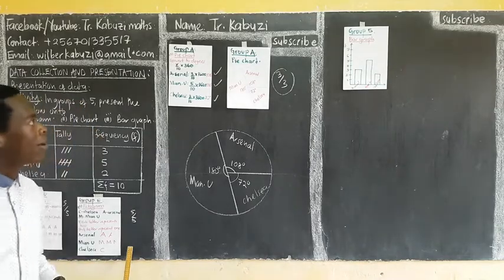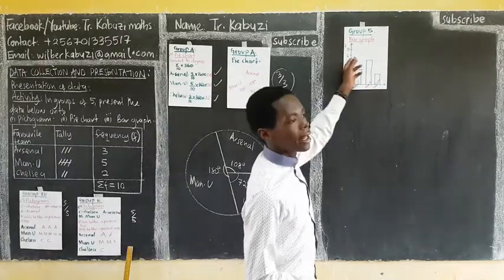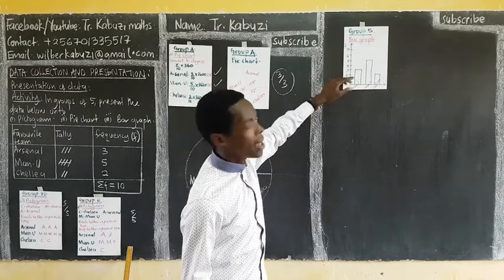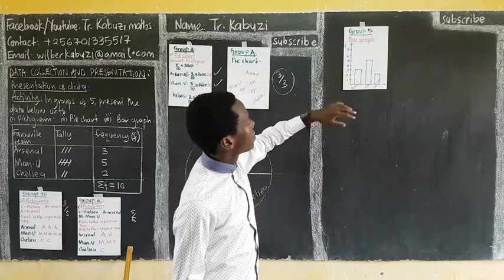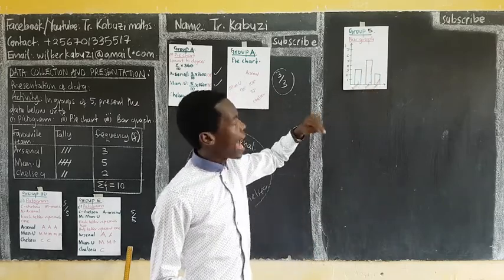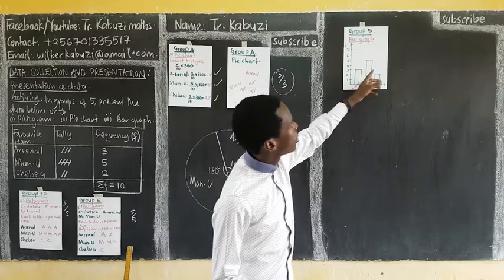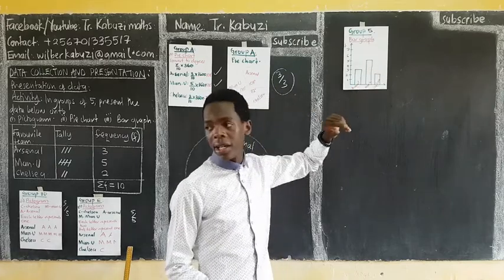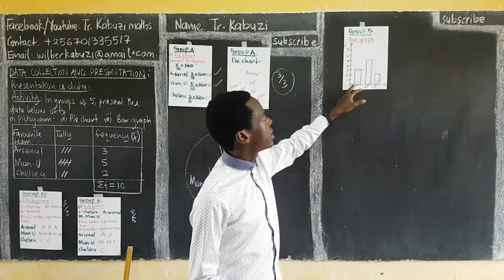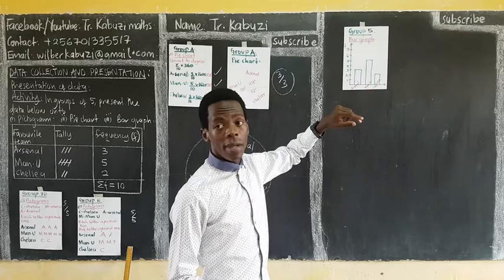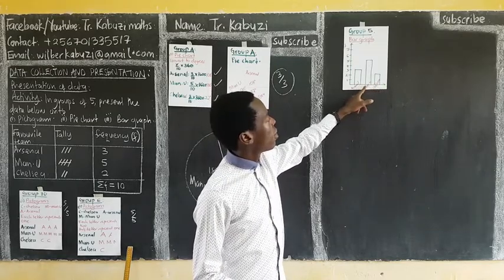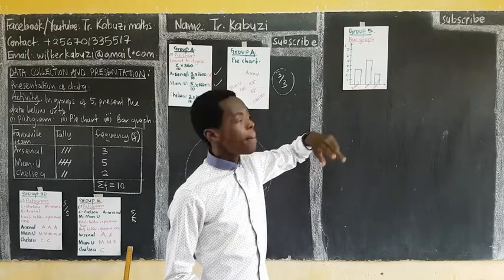So let us come to our group which was discussing the bar graph. This is group 5. Whenever you're drawing these bars, we use a ruler. For them, they are not using the ruler because these lines are not straight. So we always use a ruler. Then the space between these bars should be uniform. So you always leave spaces when you are drawing a bar graph.